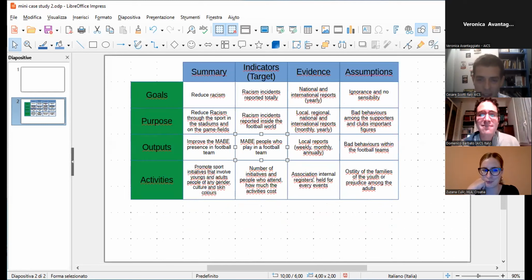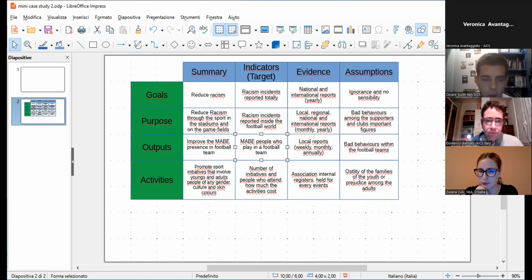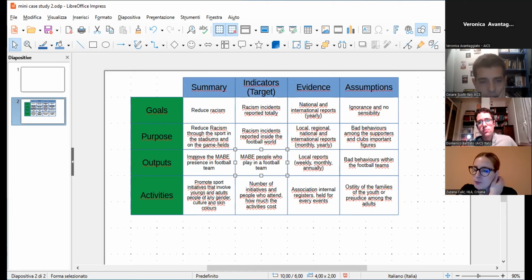So I am at the assumption column. I was saying that at local level, it can be the families of the youth, or also the prejudice among the adults that try to stop our initiative. Then at output level, I put that our goal is to improve the BAME presence in football teams.